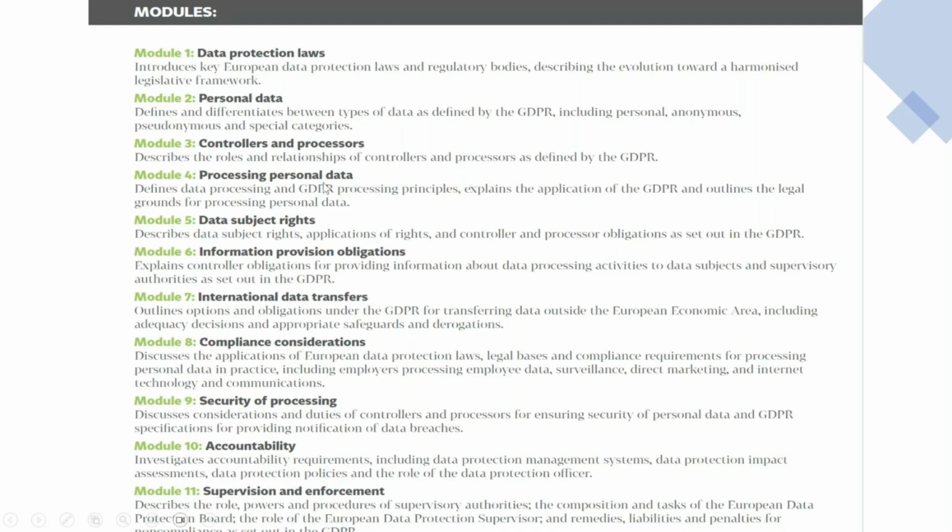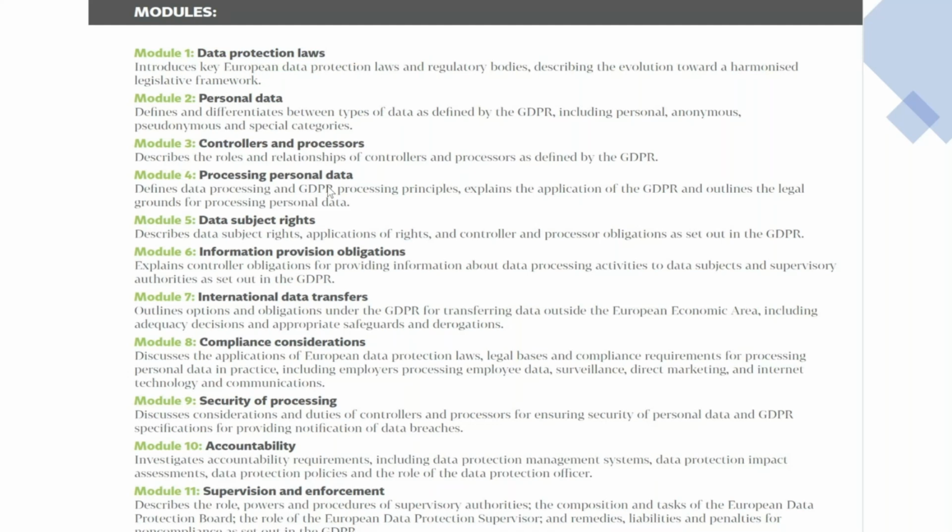Information provision obligation, module 6, is a very, very interesting chapter, a very small chapter, but it carries the most important understanding, because a lot of people have confusion between terminologies like privacy notice and privacy policy, and a lot of times they are used interchangeably. Is it really required? Are consent and privacy notice one and the same?